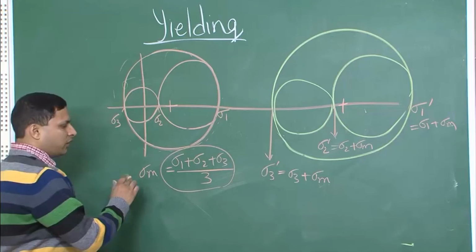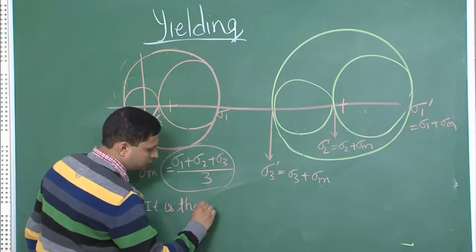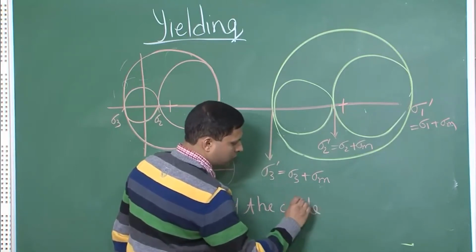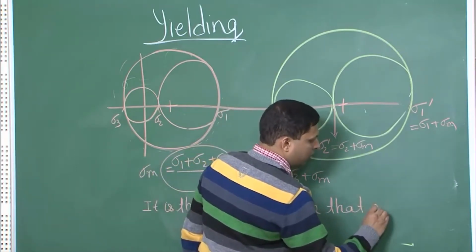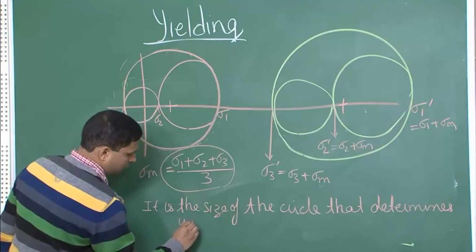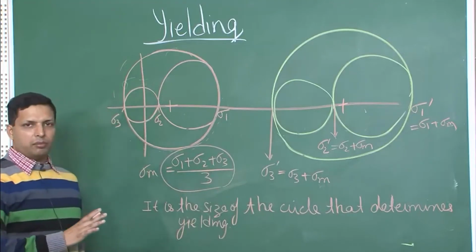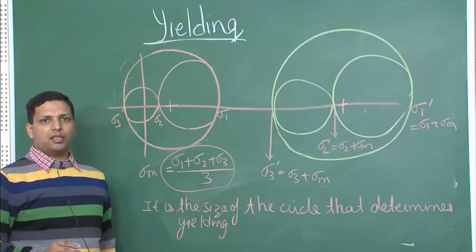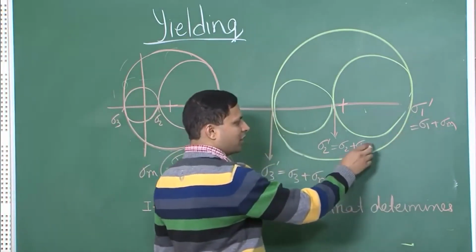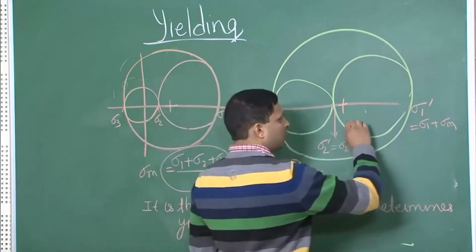So, what we can say from here is that it is the size of the circle that determines yielding. Remember, if you keep moving it, if you keep the placement different and keep the size same, nothing is changing in terms of yielding. Although the absolute value of hydrostatic stresses has increased, you have added some quantity sigma m to all the principal stresses, or it may even be some particular angle.